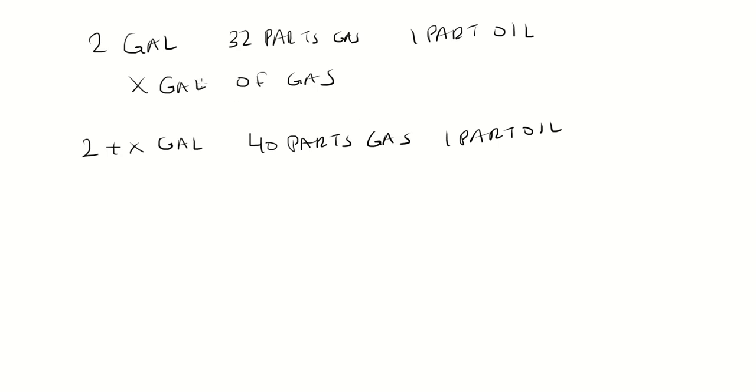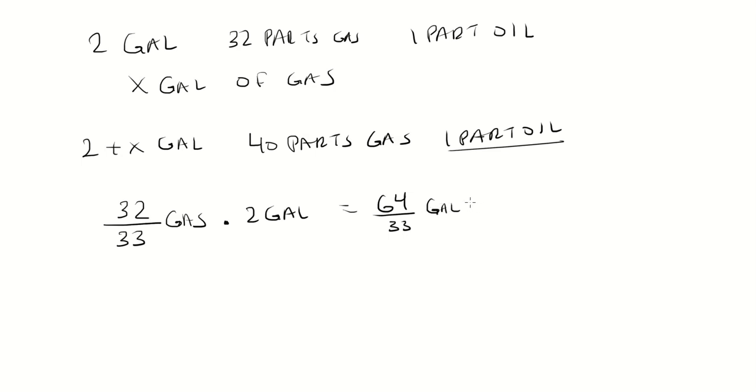So notice that we're only adding gas, which means the oil remains the same. Now the question is how many gallons of gas and oil do we have right now? Well, to find the amount of gas, we take 32 out of the total, which is 33. There's 32 parts plus 1 part, which gives us a total of 33 parts, and 32 of that is gas. So we multiply by 2 gallons to end up with 64 over 33 gallons of gas.